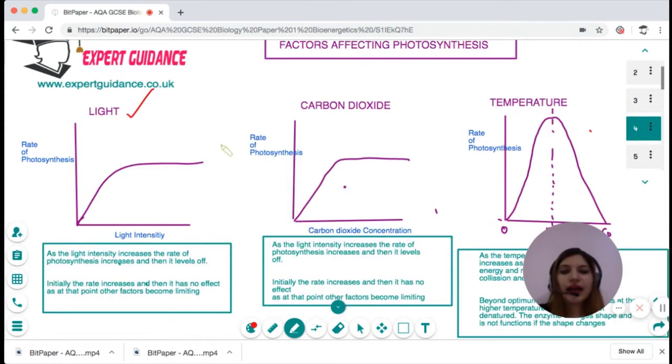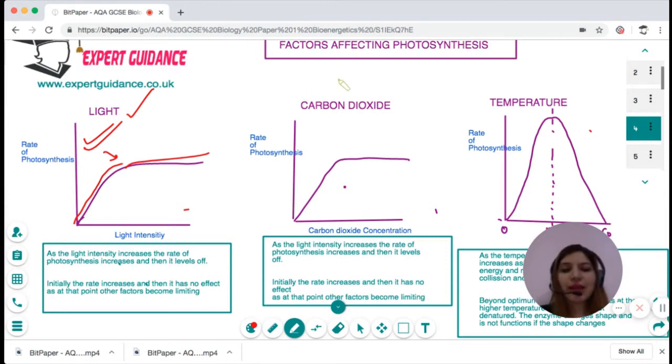Okay, now how does light affect the rate of photosynthesis? As the light intensity increases, the rate of photosynthesis increases up to a point and then it levels off. Why is that? Because further increasing the light beyond a threshold can make other factors limiting. Like if the light increases too much, maybe that can increase the temperature. So high temperature can then be a limiting factor.